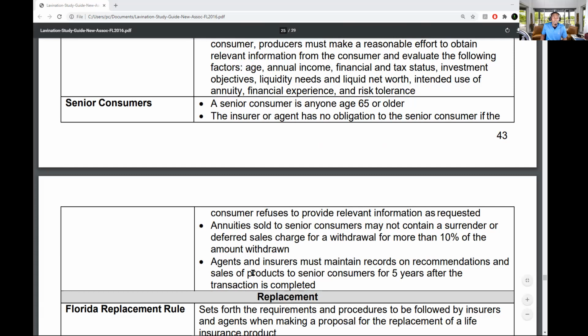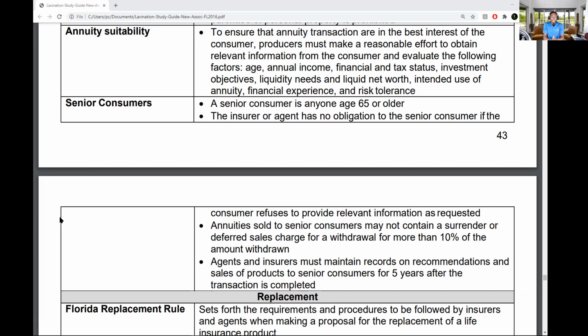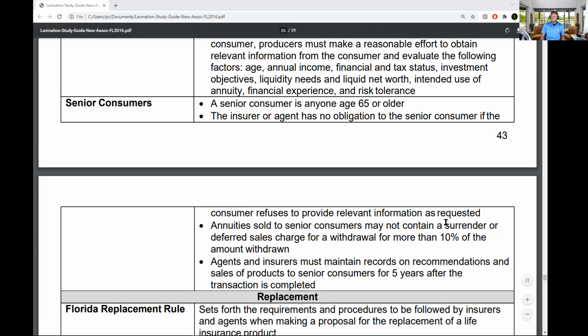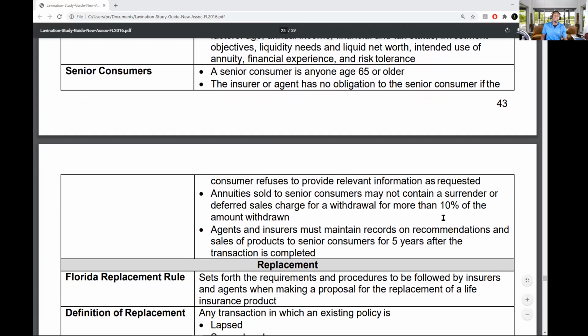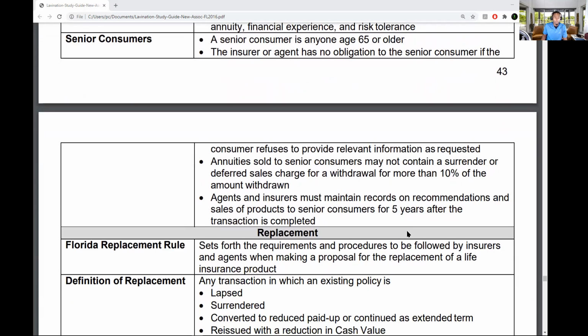Agents and insurers must maintain records on recommendations and sales of products to senior consumers for 5 years after the transaction is completed. So when they do that, teammates, you have to remember to keep that information for at least 5 years. Records must be kept for 5 years for senior people. If they're not seniors, it might be just 3 years. But seniors, make sure you remember that: senior, 5 years.